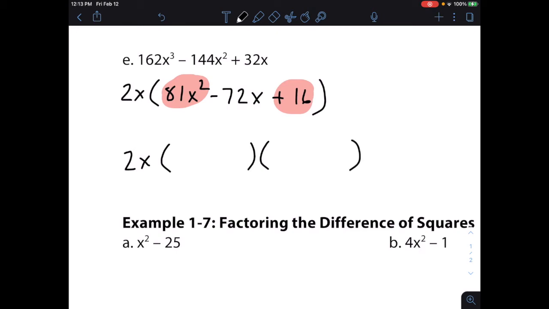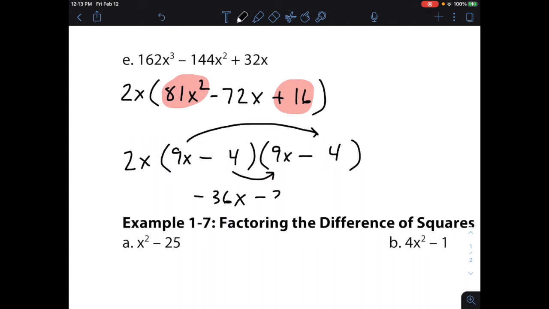And so we have a negative middle term, positive last term, so that means they're both negative. And so I have a 9x and a 9x and a 4 and a 4. And we can just verify that that's correct by doing the distributing here. So we have negative 36x and then another negative 36x, and that is equal to negative 72x. So we know we have the right factored form.